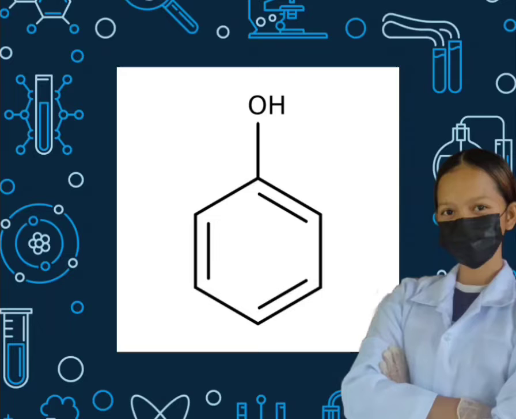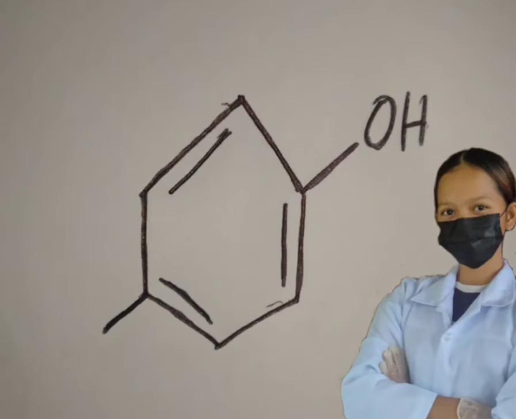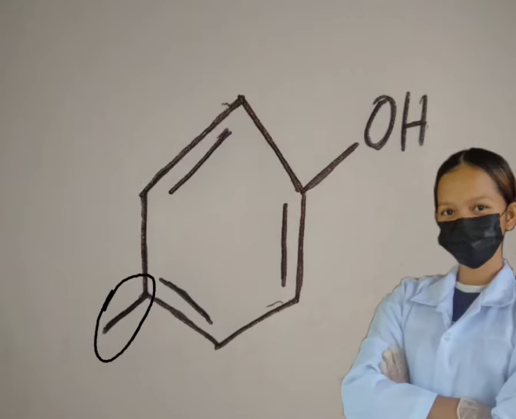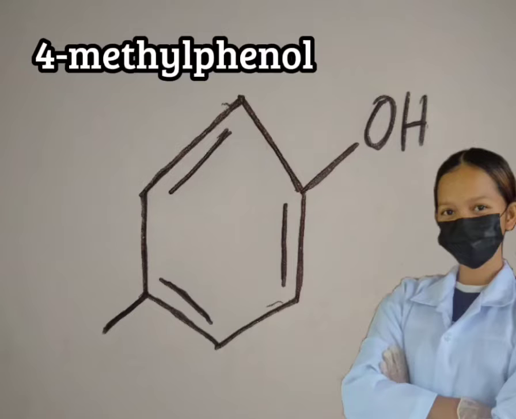In naming phenol, we give the number position 1 to the phenol, and the name phenol is added right at the end of the substituent's name. Here we have our example. First, we count the number of the ring to acquire the position number of our substituent. Note that the OH is our phenol. So our methyl is positioned at number 4, so we have the name 4-methyl phenol.